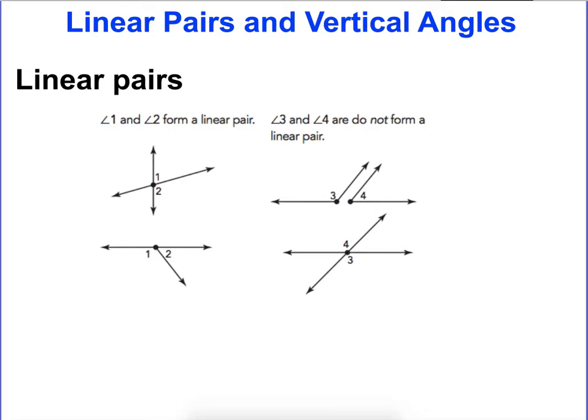Hi math friends, today we're looking at linear pairs and vertical angles. So let's start with linear pairs. Here's some examples and non-examples. A linear pair right here is formed by angles 1 and angle 2.